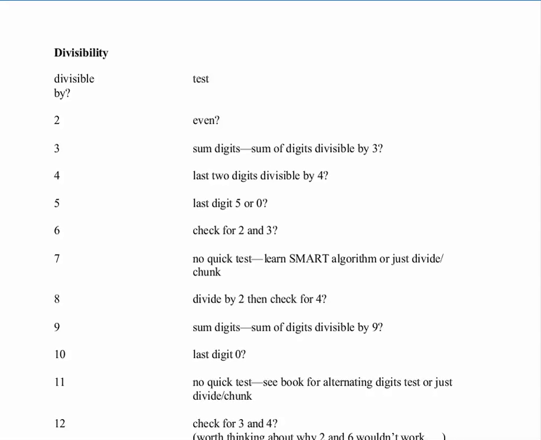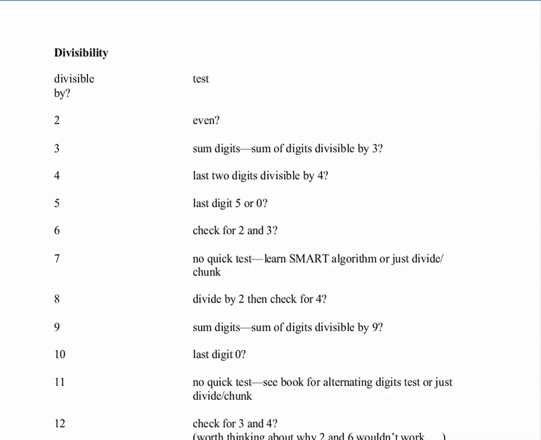We want to think about the prime factors of 6, 2 and 3, 2 times 3, and we've already checked for divisibility by 2 and 3 by the time we've gotten to 6. So we should know whether it's divisible by 6 because we know whether it's divisible by 2 and by 3. Divisibility by 7, well, there's no quick test.